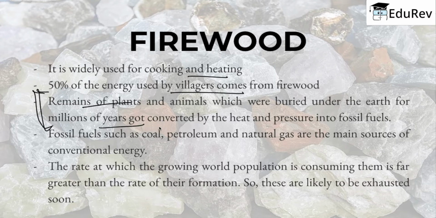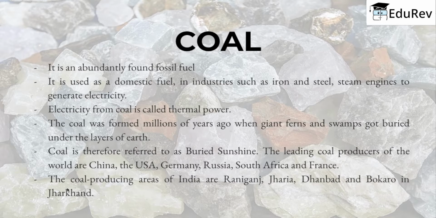Fossil fuels such as coal, petroleum and natural gas are the main source of conventional energy. The rate at which the growing world population is consuming them is far greater than the rate at which they are forming. So these are likely to be exhausted soon. Next we are going to talk about coal. It's an abundantly found fossil fuel. It's used as a domestic fuel and in industries such as iron and steel, and steam engines to generate electricity, etc.